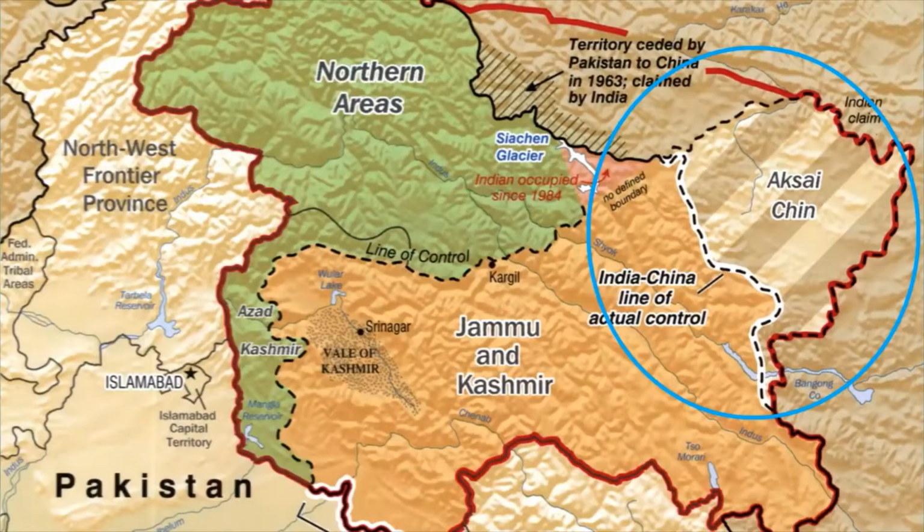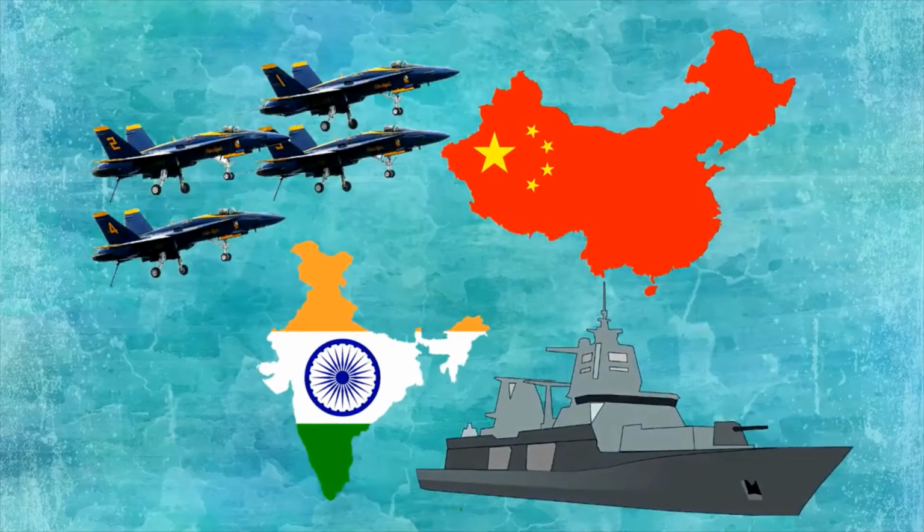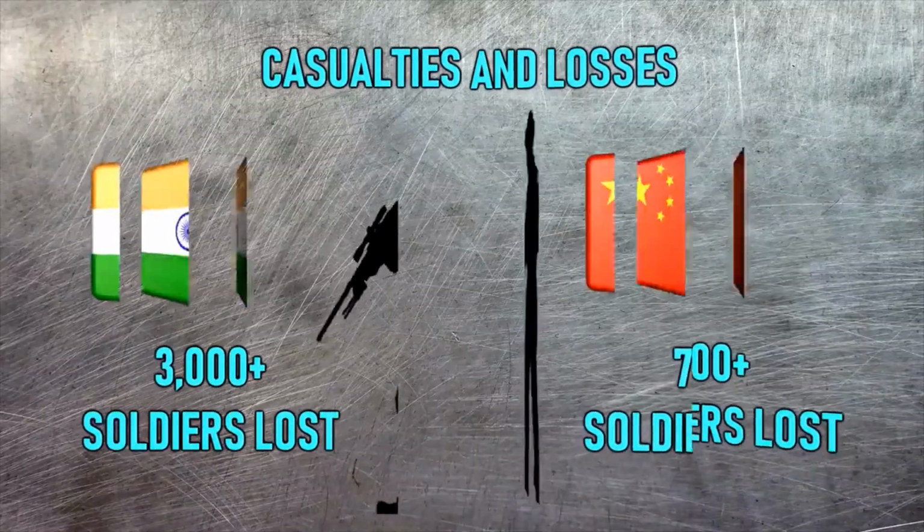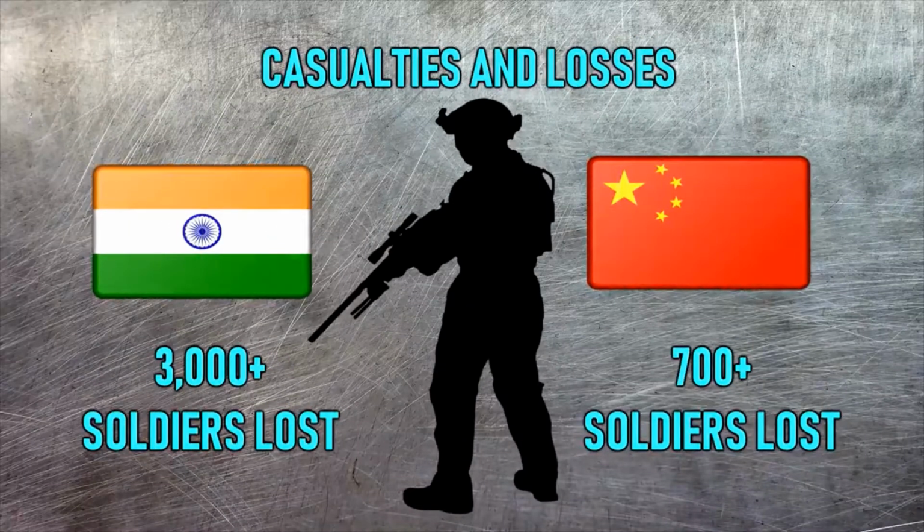The war ended when China declared a ceasefire on 20 November 1962 and simultaneously announced its withdrawal to its claimed line of actual control. The Indo-China War was also noted for the non-deployment of the Navy or Air Force by either the Chinese or Indian side. Result of the war: Chinese victory. Territorial changes. China captures Aksai Chin. Casualties and losses. India, 3,000 plus soldiers killed. China, 700 plus soldiers killed.